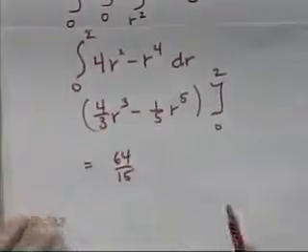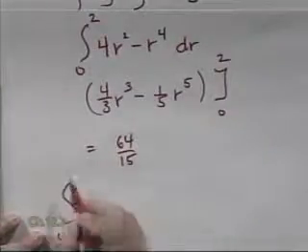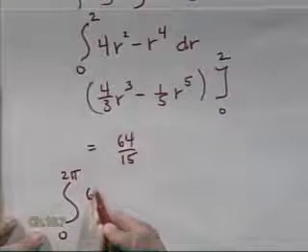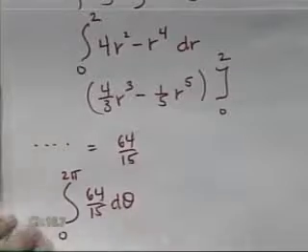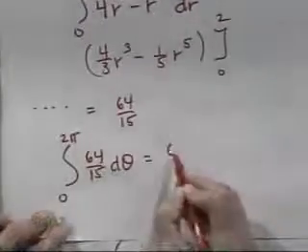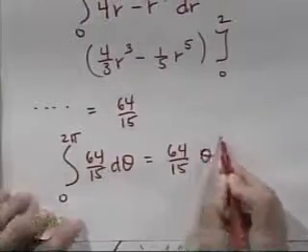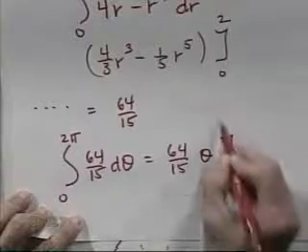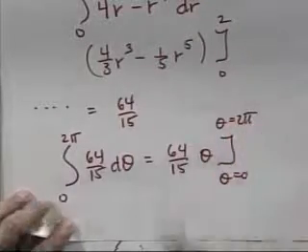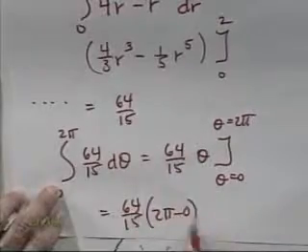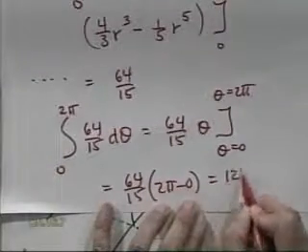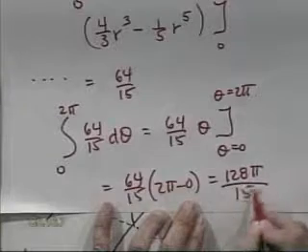And now we do our outer integral, which just goes from 0 to 2 pi of 64 fifteenths d theta. This is dot, dot, dot, because you have to do a little bit of work there. And this is going to equal 64 fifteenths theta, as theta goes from 0 to 2 pi, which is 64 fifteenths times 2 pi minus 0, which gives me 128 pi over 15.